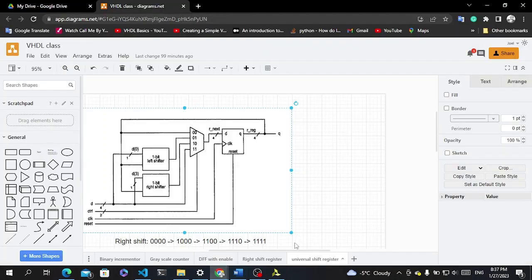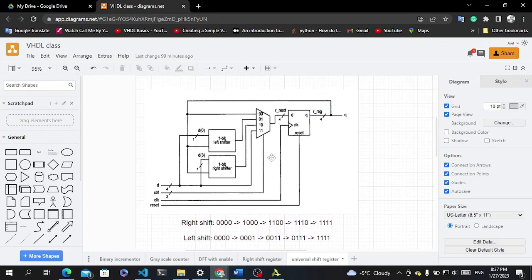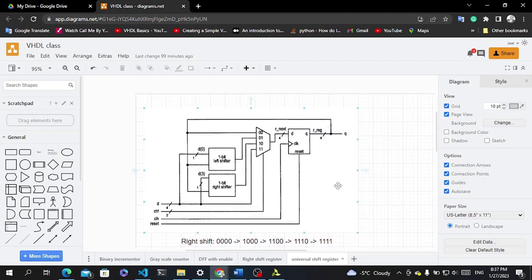So it seems that our circuit is working as we expected, and that's it for the universal shift register, where you can either shift right or shift left using the control signal. So thank you for listening. I hope you've been able to learn something. See you in the next video.